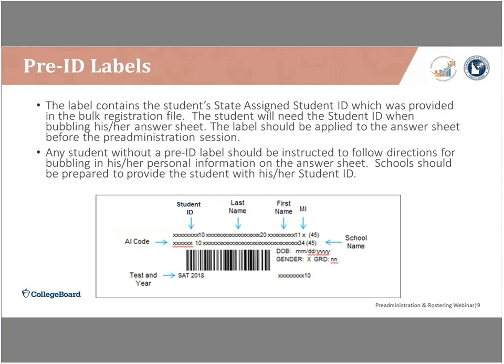So let's talk a little bit about the pre-ID labels. The label contains the student's state-assigned student ID that was provided in the bulk registration file. The student will need the student ID when bubbling in his or her answer sheet. The label should be applied to the answer sheet before the pre-administration session.